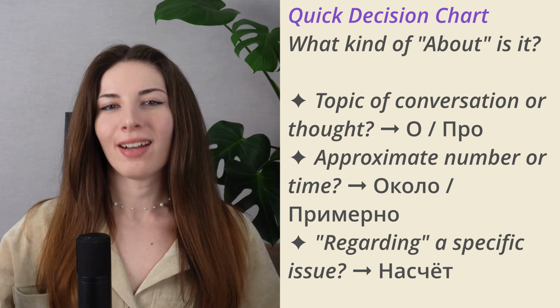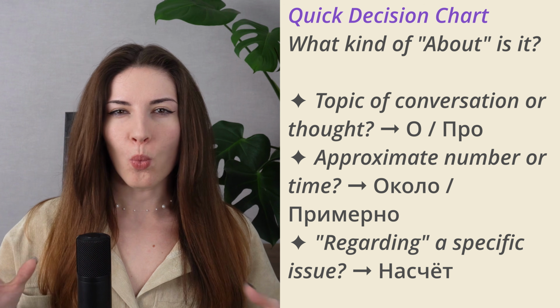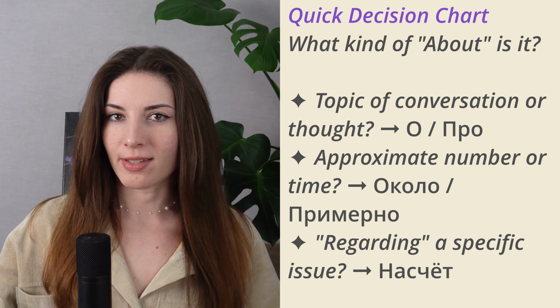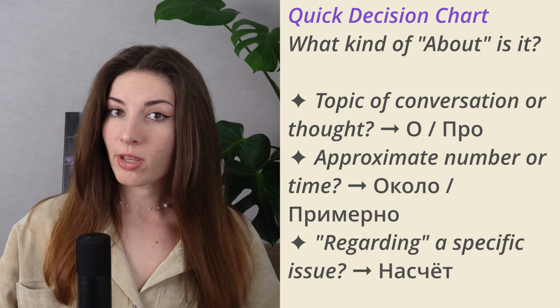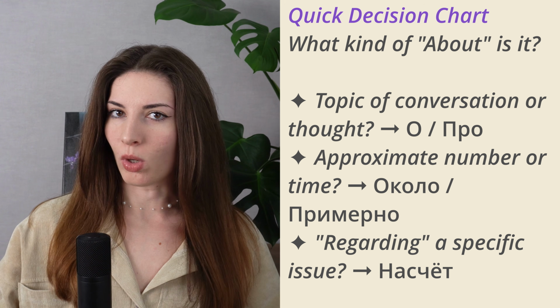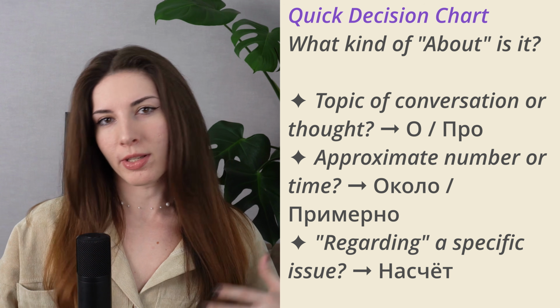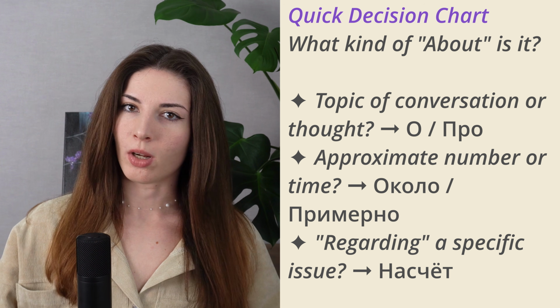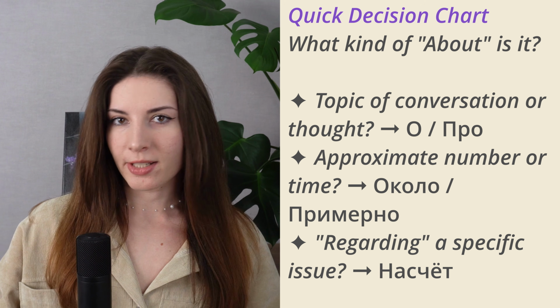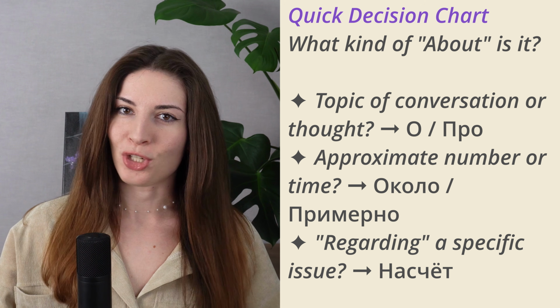Anytime you need to say about, ask yourself, what kind of about is it? Topic of conversation or thought? О, про. Approximate number or time? Then it's около, примерно. Regarding a specific issue? Насчёт. I hope you enjoyed it, and I hope now you know better how to use about in Russian.